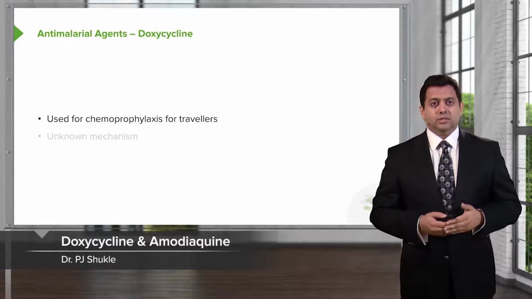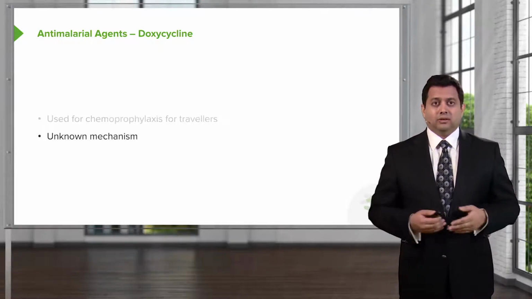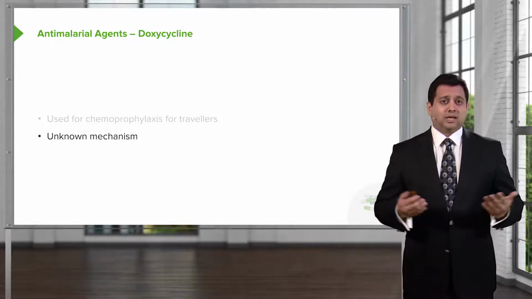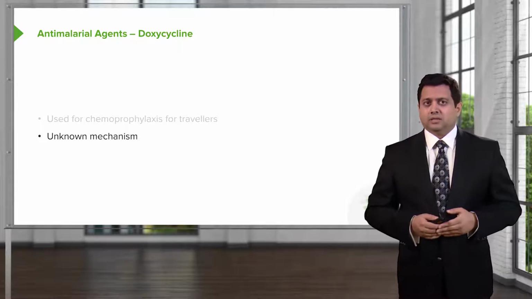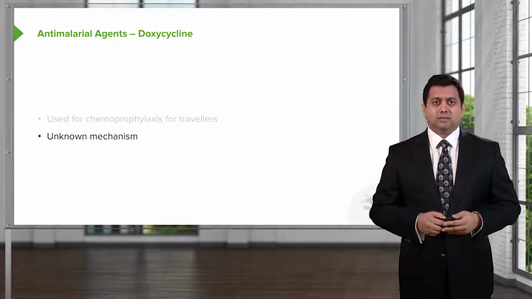Doxycycline is also used. It's used for chemoprophylaxis for travelers through an unknown mechanism. And despite the fact that it seems like a fairly prosaic drug, it's actually shockingly effective. So it's something that you should consider in your patients who can't take one of the other agents.